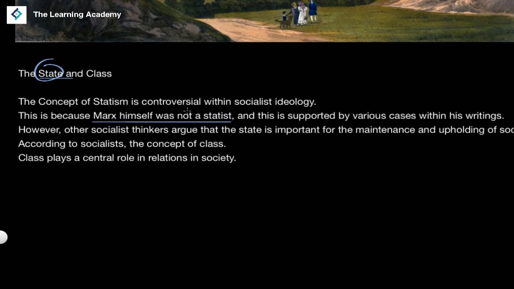Interestingly, when Marx was writing, he didn't necessarily make a distinction between socialism and communism. He would often use socialism and communism quite interchangeably.